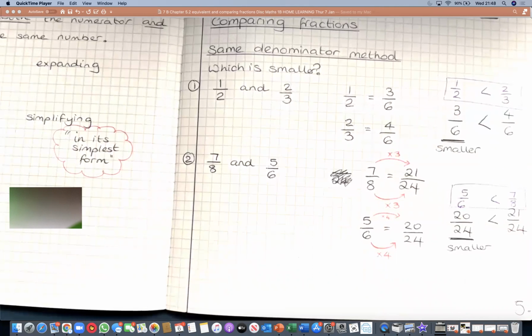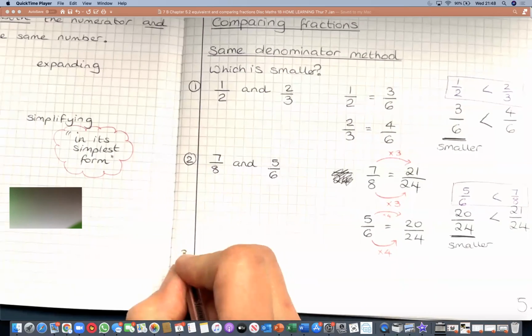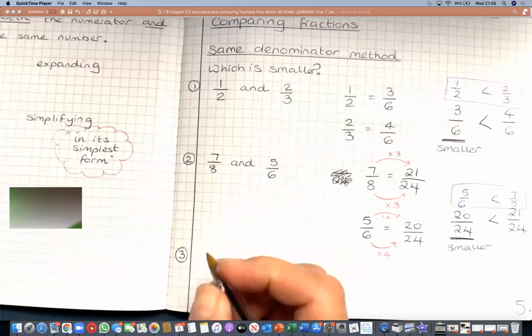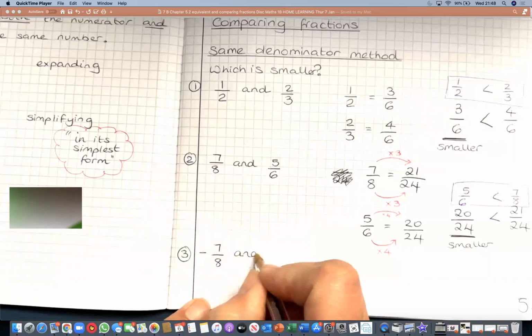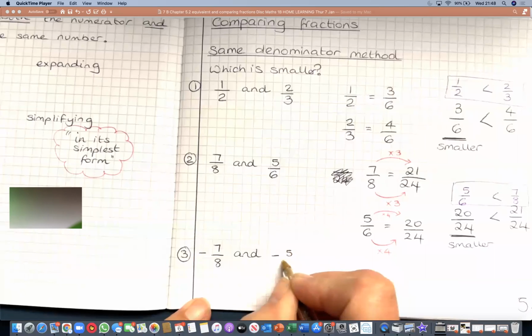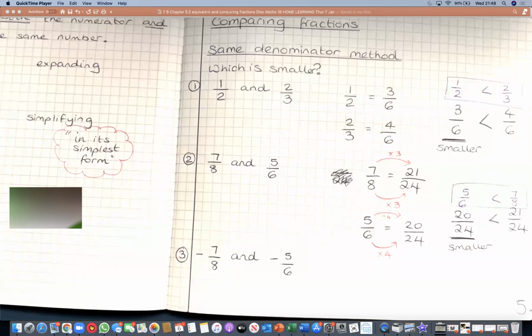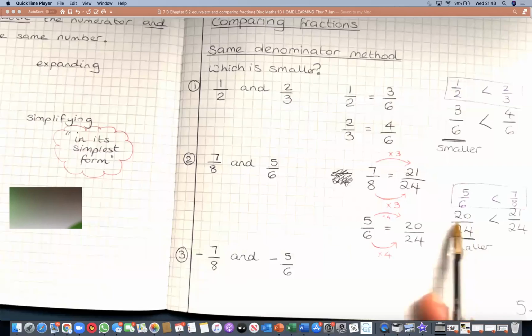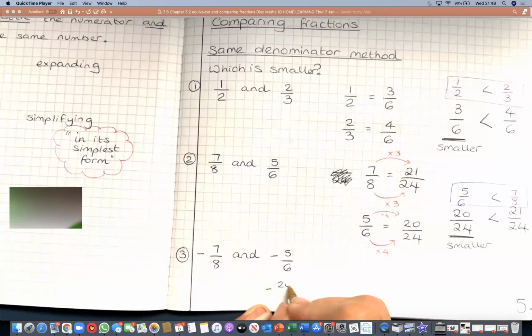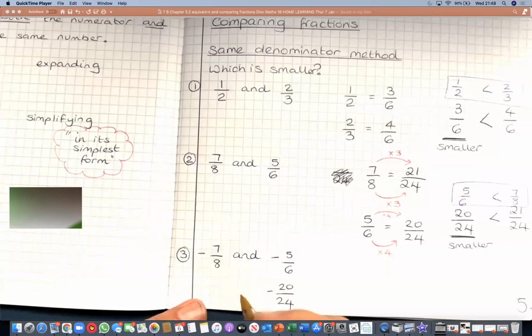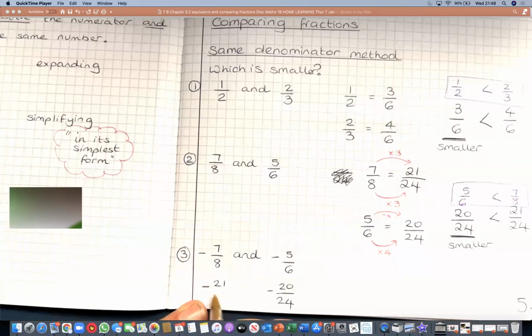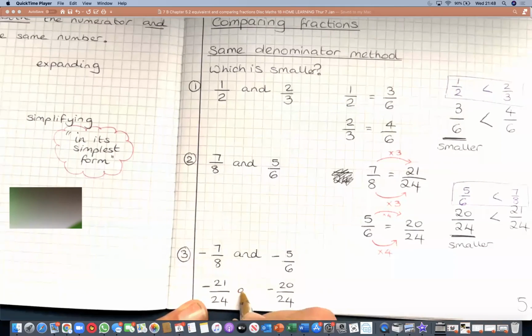Right, I said I was going to do one last example here. Let's see what happens if we make the numbers negative. So we have -7/8 and -5/6. Okay, we know from what we did before that we've got 20 over 24 here, so let's write that there. We don't need to work that out again. And for 7/8, that was 21. So now we've got 21 over 24.